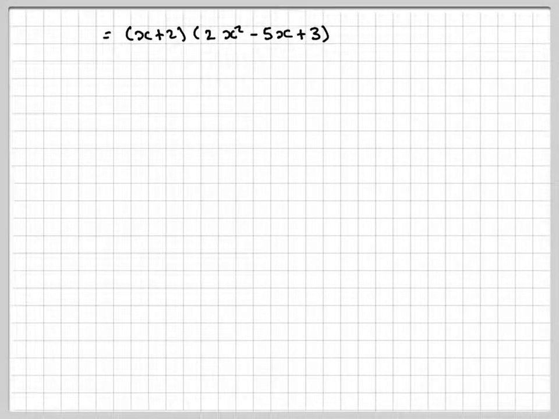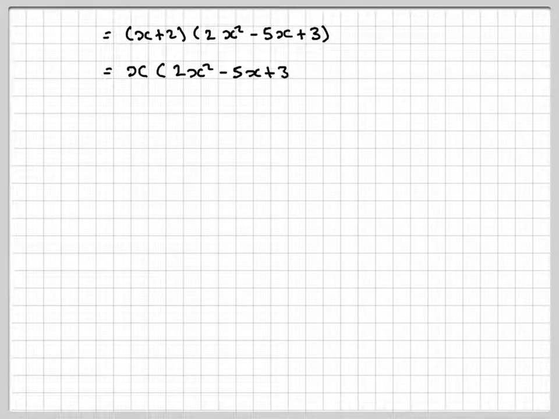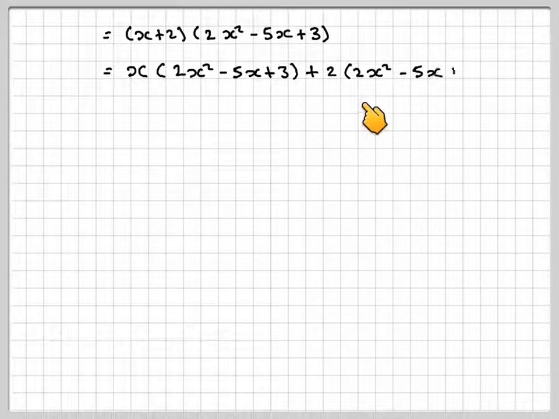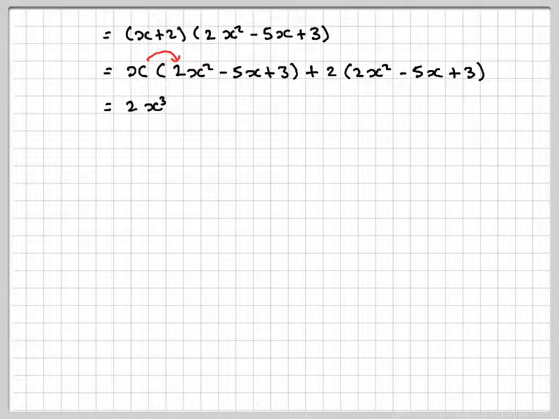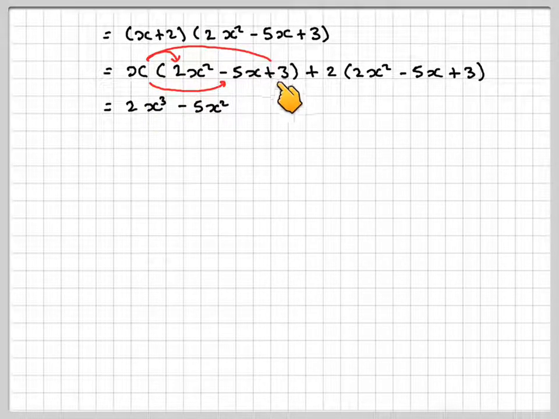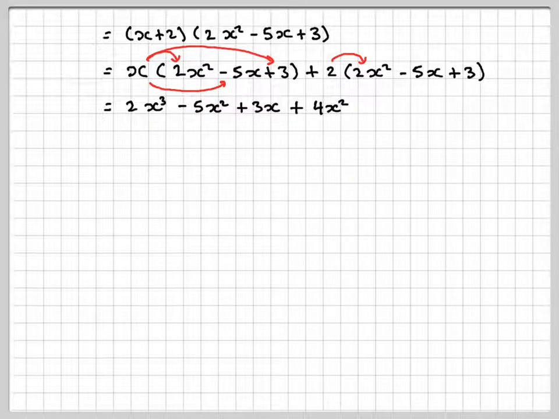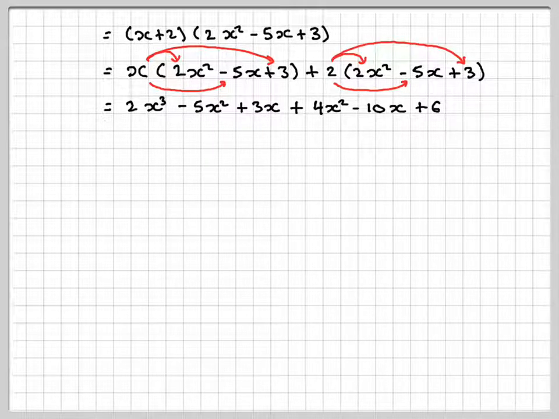So that now means x times 2x squared minus 5x plus 3, plus 2 times 2x squared minus 5x plus 3. So expanding, we're going to get x times 2x squared, which is 2x cubed, x times minus 5x, which is minus 5x squared, and then x times 3, which is going to give me plus 3x, plus 2 times 2x squared, which gives me 4x squared, plus 2 times minus 5x, which gives me minus 10x, and then plus 2 times 3, which gives me plus 6.